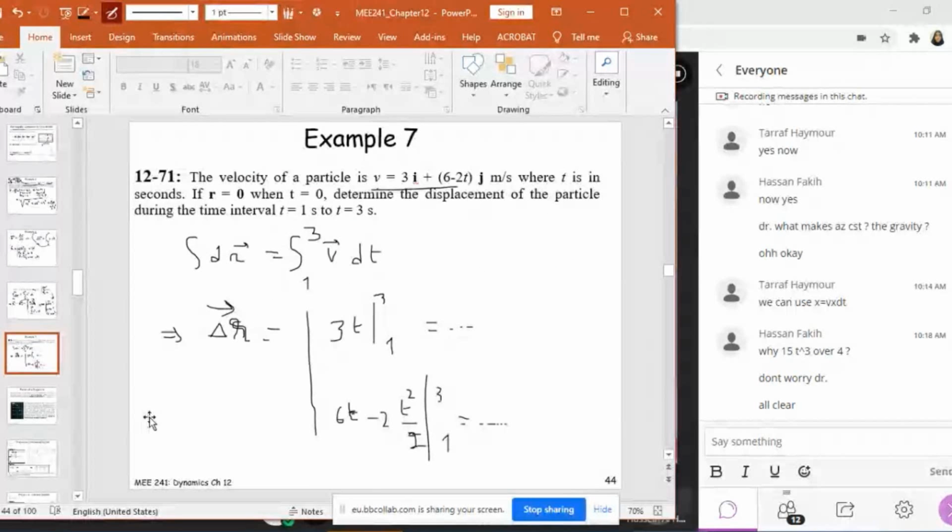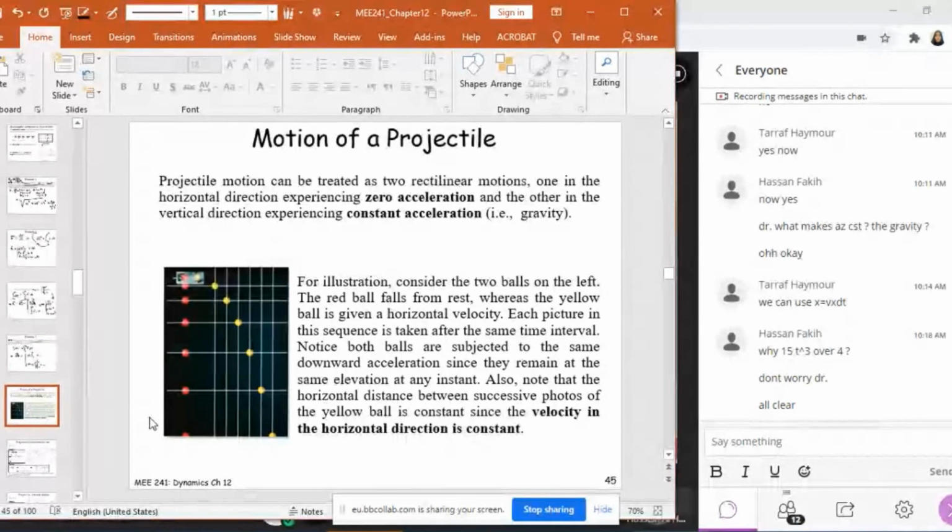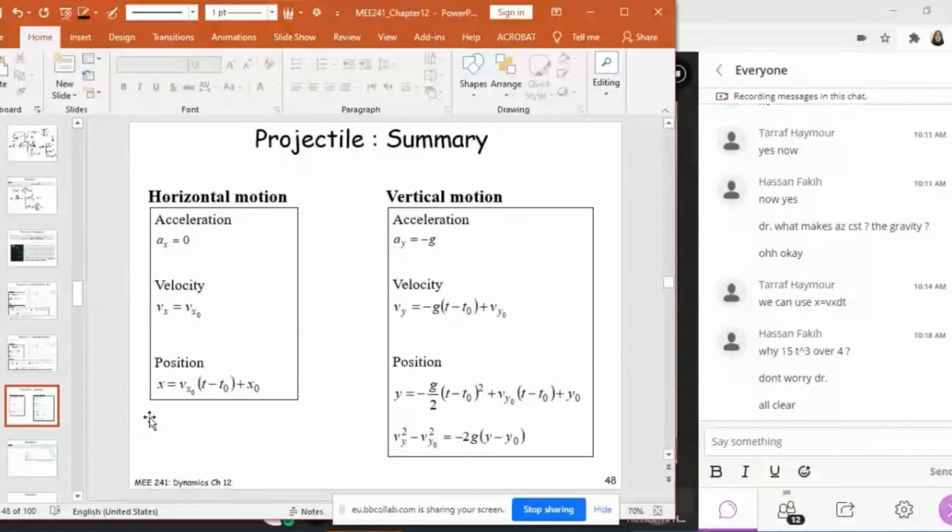In fact, guys, the motion of a projectile is an application of curvilinear motion using rectangular components. And as I said in the video lecture, guys, the key to solving any projectile problem is to divide it into two directions, the horizontal motion and the vertical motion. Why? Because in fact, the motion is uniform in the horizontal direction, and this is because the acceleration is zero, and this means that the velocity is constant.